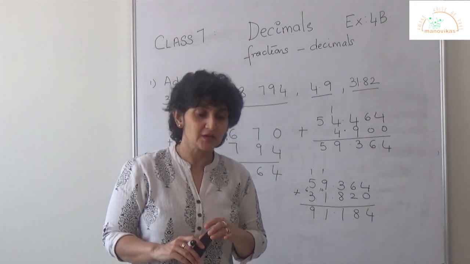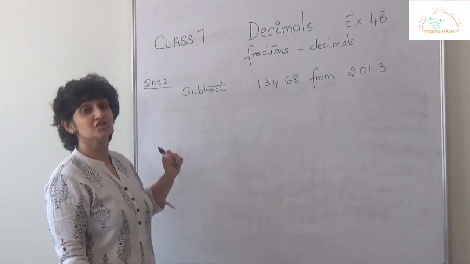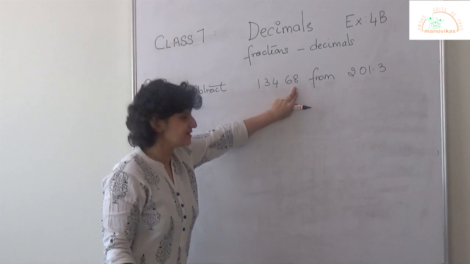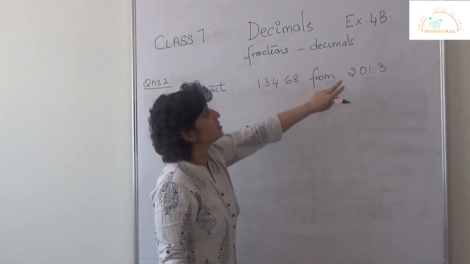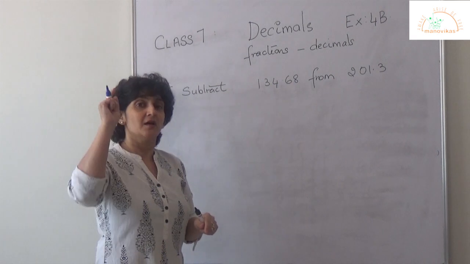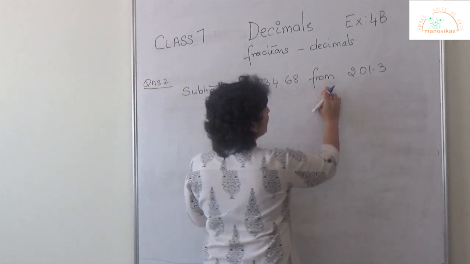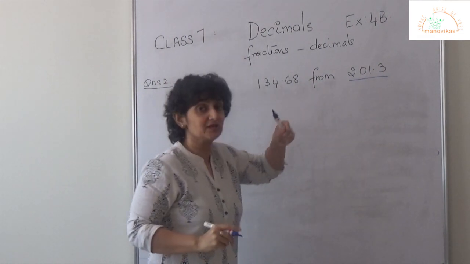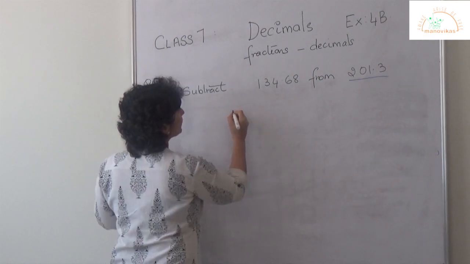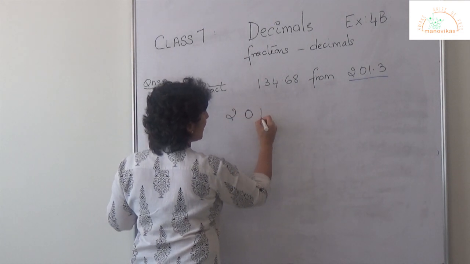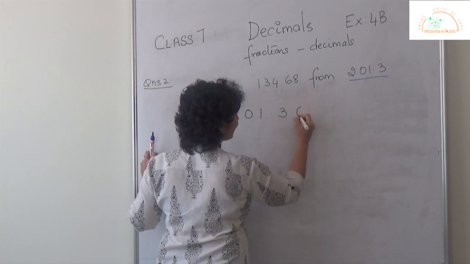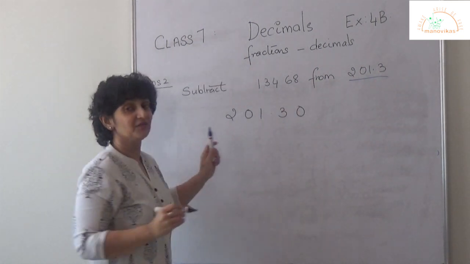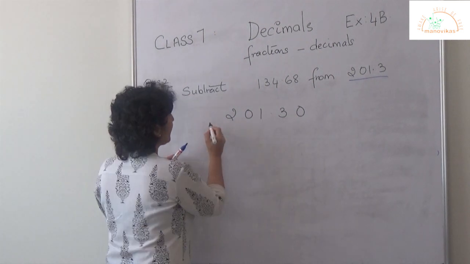Let's move on to question 2. Alright, now question 2. Your question says subtract 134.68 from 201.3. Whenever there is from, remember take the number next to it. It's always the second number that you're going to take. So how do we write? 201.3. Let me add a 0 because I have 2 here and I have 1 here. So I've converted it to a like decimal.